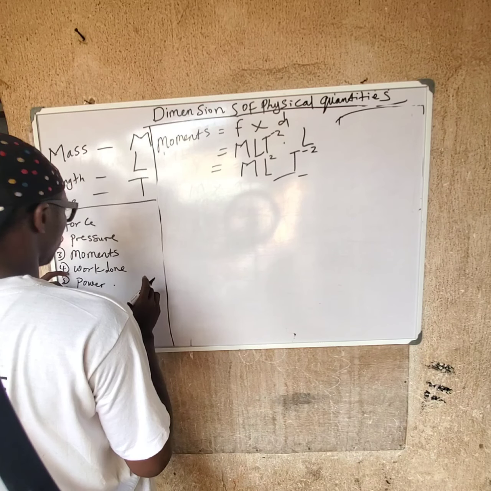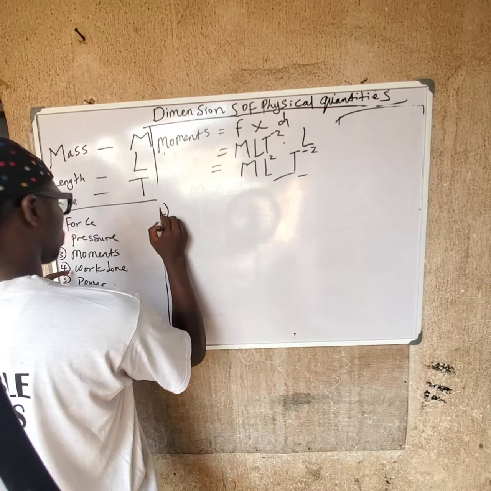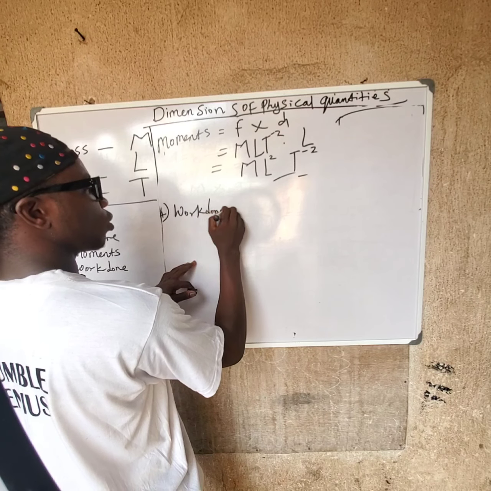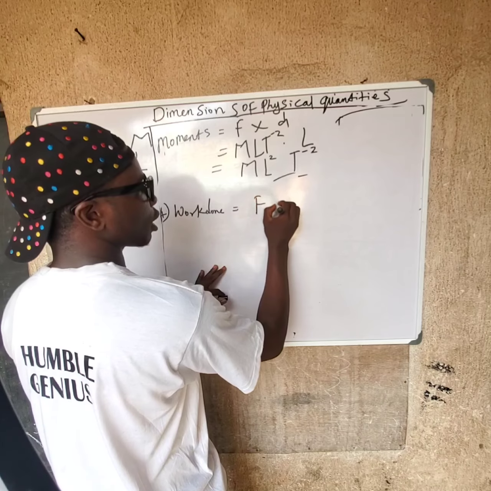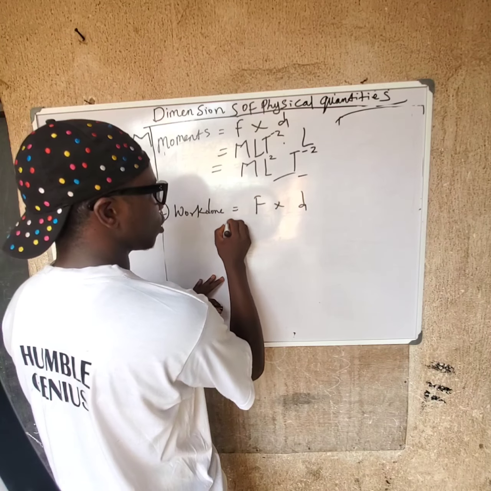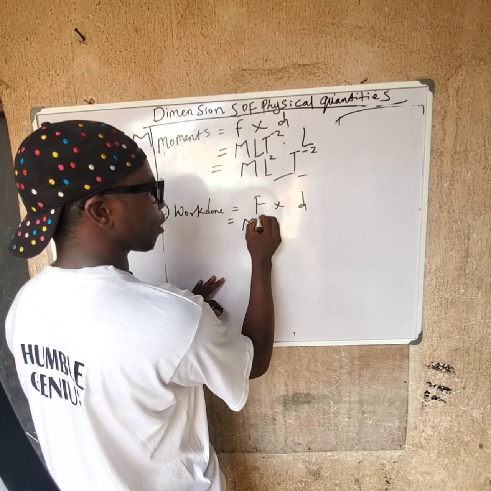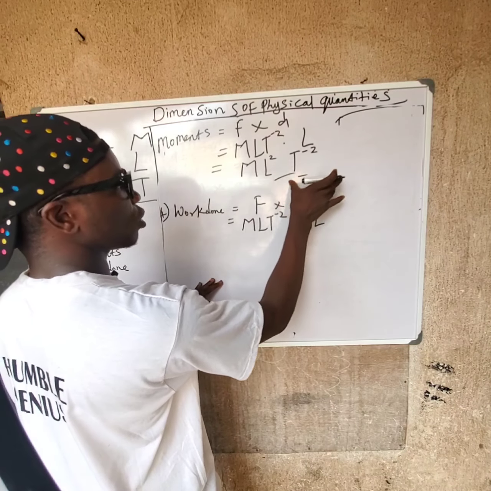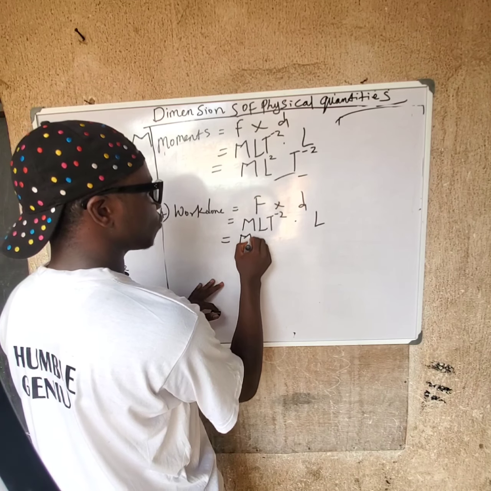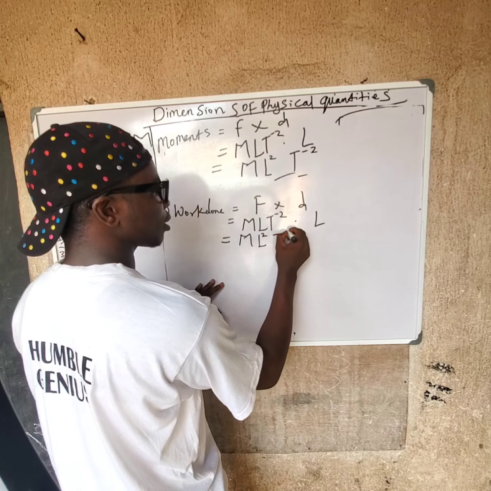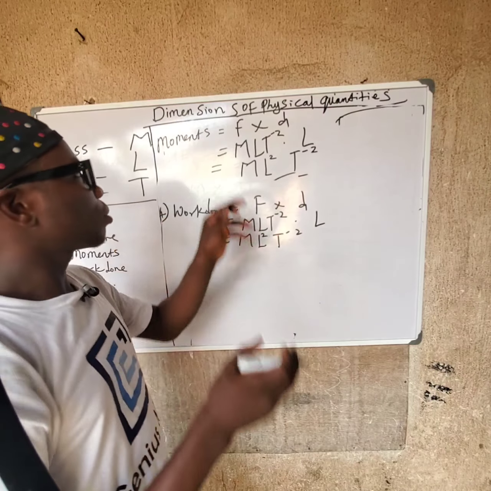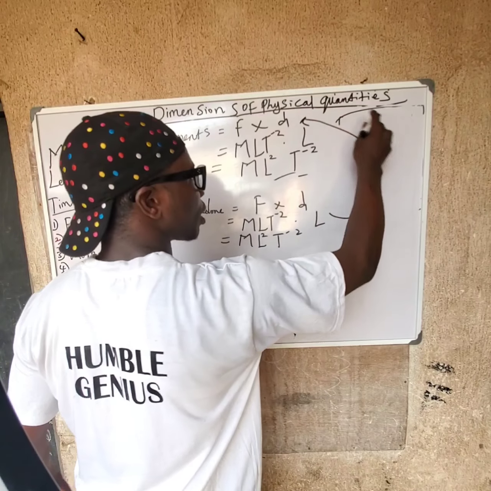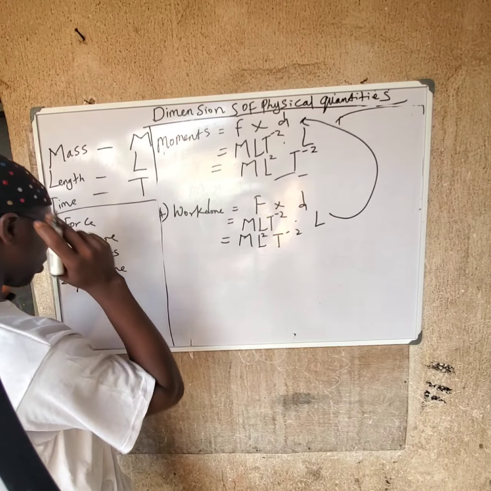So we'll move to the dimension of work done. The same thing. Work done is force times distance, right? So this is simply M L T raised to power minus 2 times L. Of course, it's going to give us the same. So it is safe to say that work done is dimensionally equivalent to moment. Dimensionally equivalent to moment. So put that in your head.